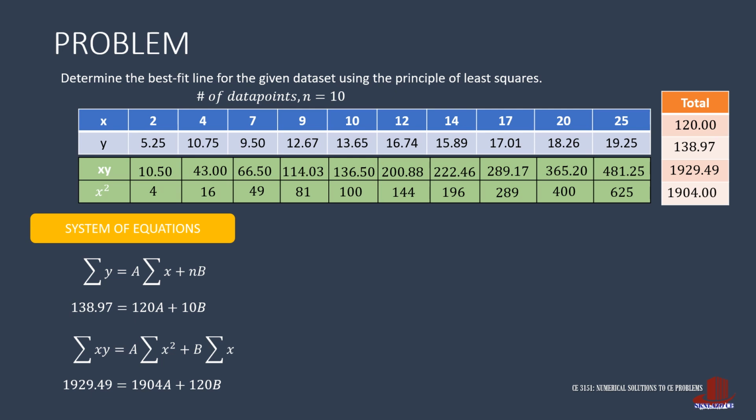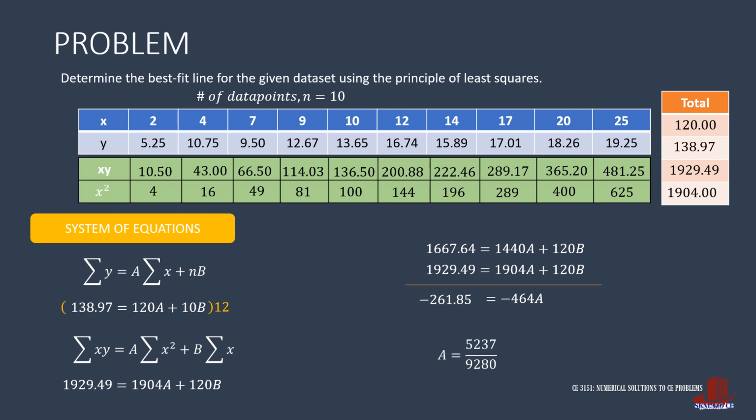To solve these two equations simultaneously, multiply the first by 12 to have 1,667.64 as equated to 1,440a plus 120b. Then subtract the second equation to eliminate b. This results to negative 261.85 as equal to negative 464a. So a is then taken as 5,237 over 9,280, or 0.5643.